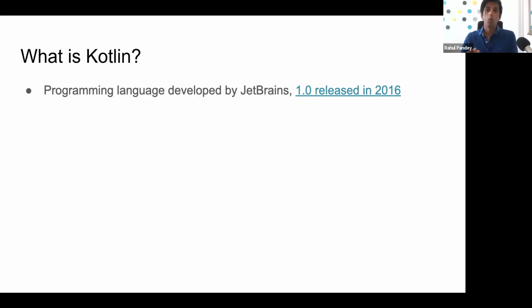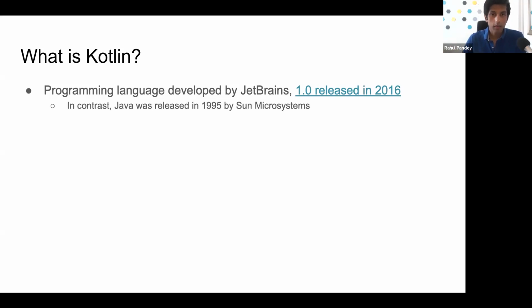So Kotlin 1.0, which is a stable release, came out in 2016. So already you can tell it's a fairly modern language, right? It's less than 5 years old in terms of it being a stable language. Contrast that with Java. Java came out in 1995 by Sun Microsystems. So we're talking about a 2-decade gap between Java hitting 1.0 and Kotlin hitting 1.0.